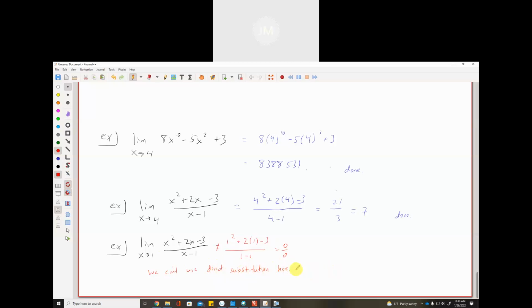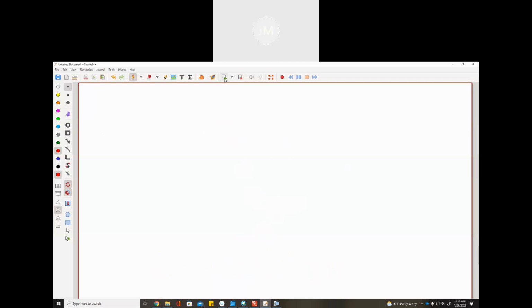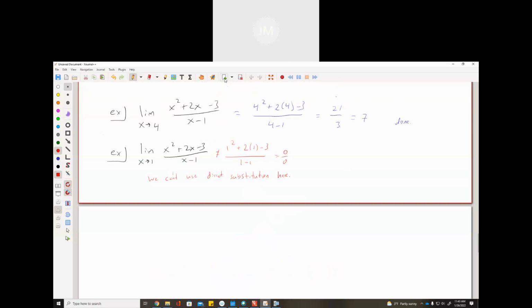What it means is that you can't use direct substitution here. And this is where limits get really tricky. And this is where I think it's very easy to get confused, because I can't use direct substitution on this function. Okay, but I can still do algebra stuff. So I can say, all right, I have this limit as x approaches 1 of x squared plus 2x minus 3 over x minus 1.